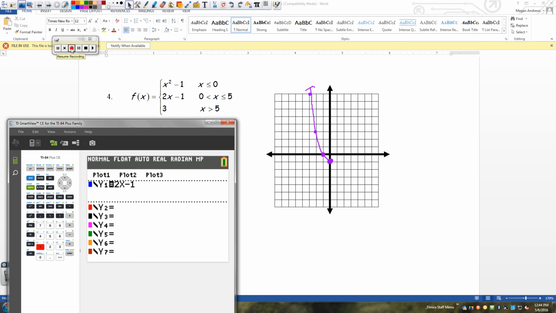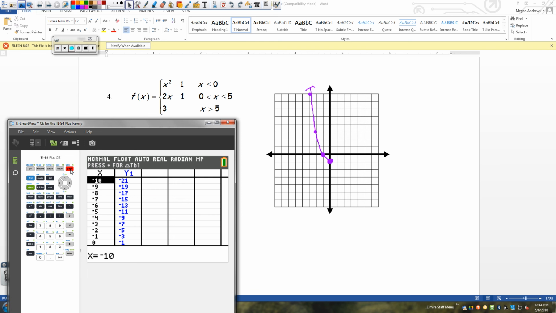Put that in our y equals. And the next part is the part that makes a three-piece function tricky, because it says 0 to 5. So I want to go back down my x values. Here's 0. I want 0, 1, 2, 3, 4, and 5.